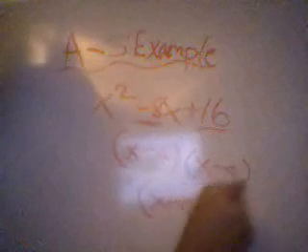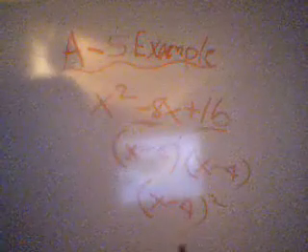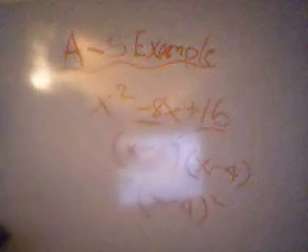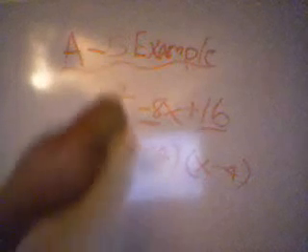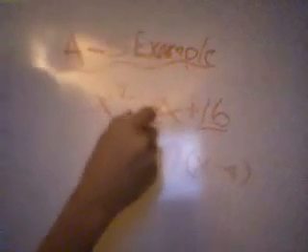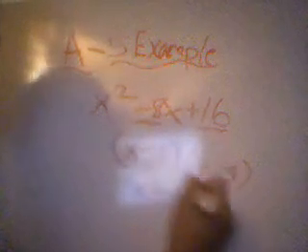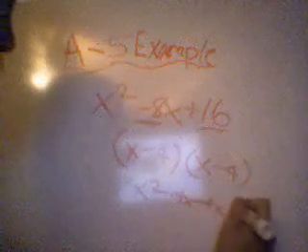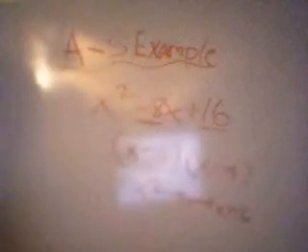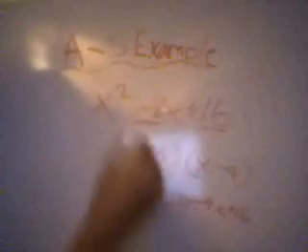Now, it can be written like this squared because they're identical. If you wanted me to multiply all this out, you'll see that it'll be x squared minus 8x plus 16. X times x is x squared. X times negative 4 is negative 4x, plus another negative 4x, plus 16 because negative 4 times negative 4 equals 16. Negative 4x plus negative 4x will turn out to be negative 8x. Okay, so this is your final x minus 4 times x minus 4.